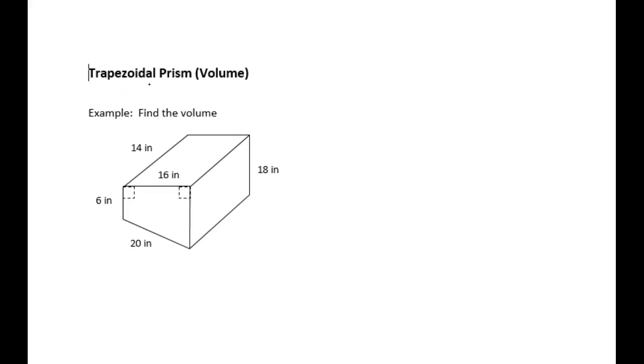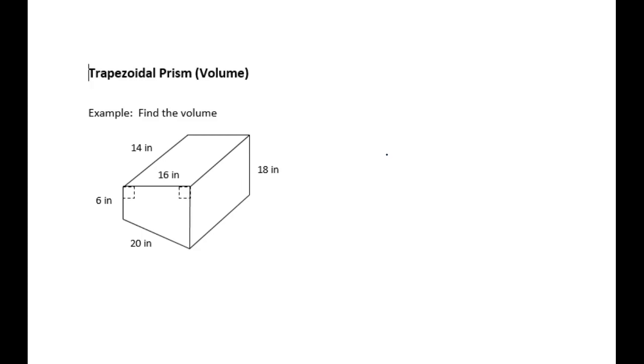So now we'll look at the volume of a trapezoidal prism. You might recognize this example from when we did surface area, but now we're going to find the volume of this particular prism. So again, let's start at the top of our steps. Think about what we want to find. Obviously, we want to find volume.